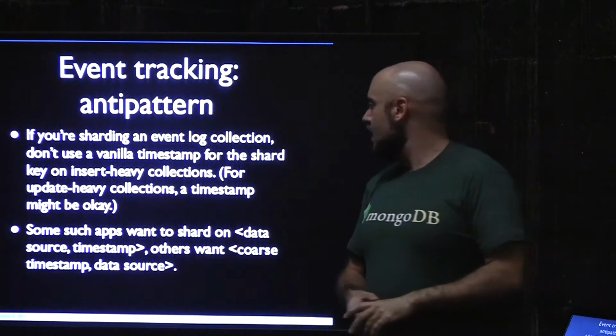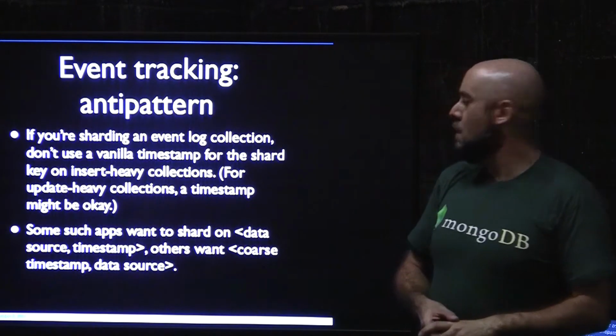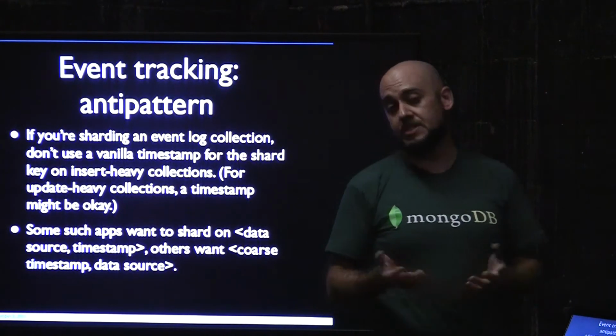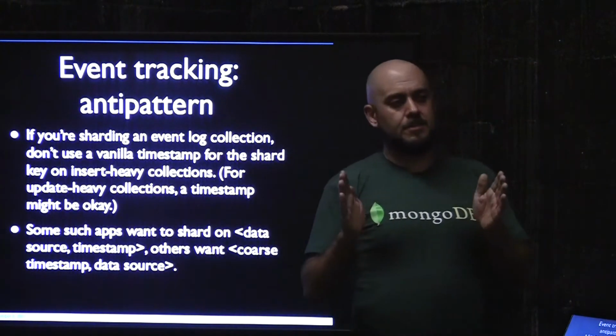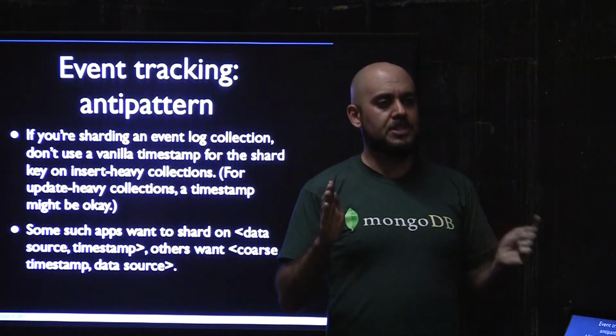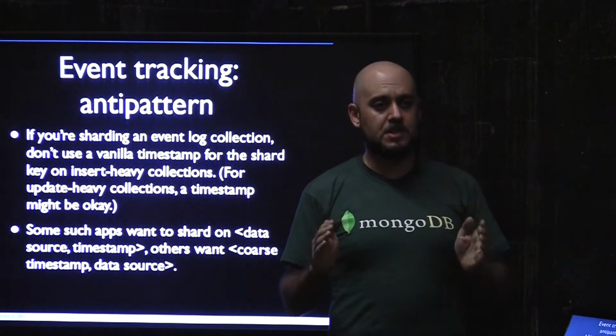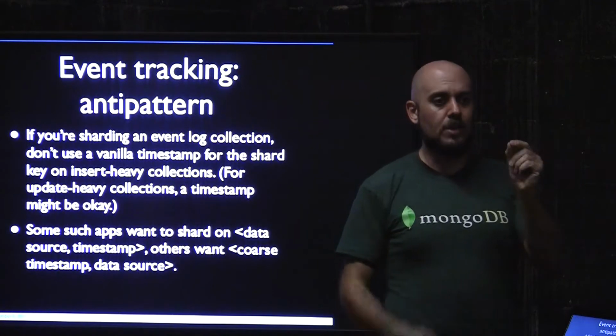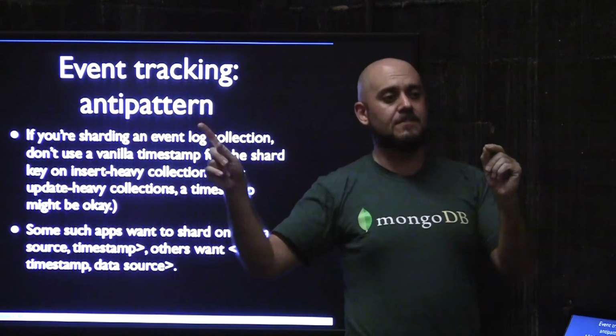Now, if you have any kind of monotonically increasing shard key, such as a timestamp, then there's exactly one range into which any new document is going to go. Specifically, the range that goes from some point up to, theoretically anyway, positive infinity.